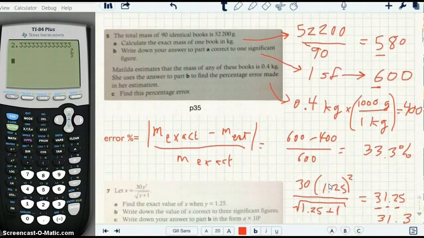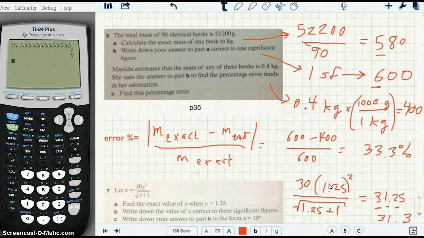Now the problem from page 35. Total mass of 90 identical books is 52,200 grams. Calculate the exact mass of one book in kilograms.